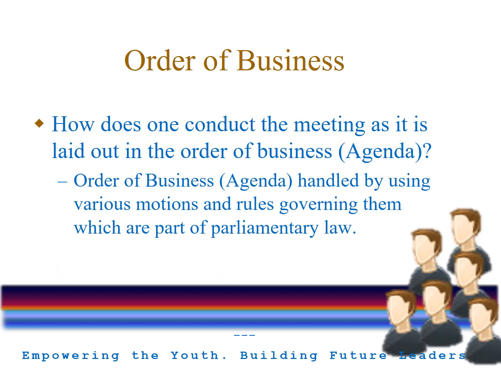For the order of business, how does one conduct the meeting as it is laid out in the order of business or as it is laid out on the agenda? The order of business is handled by using various motions and rules governing them, which are part of parliamentary law. So later on, we would be talking about the different types of motions and how we should dispose of these motions using the proper procedure.